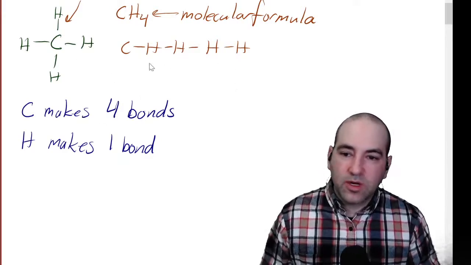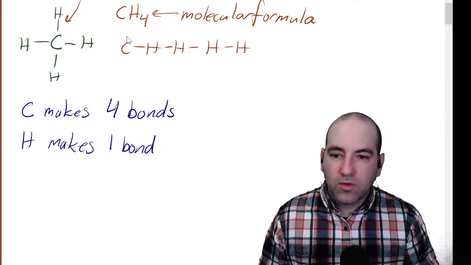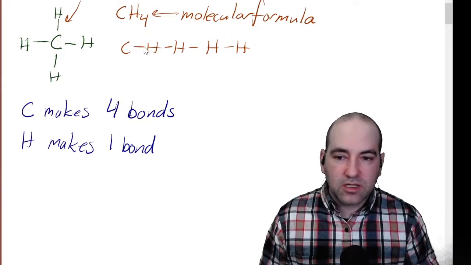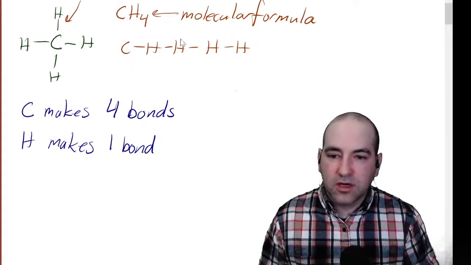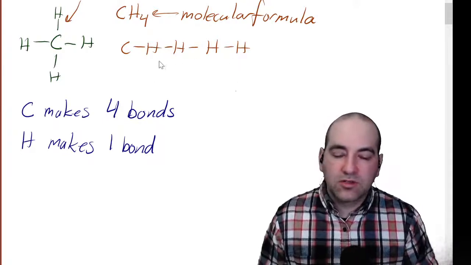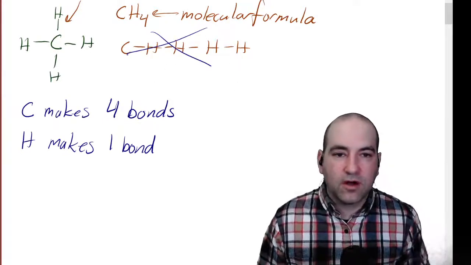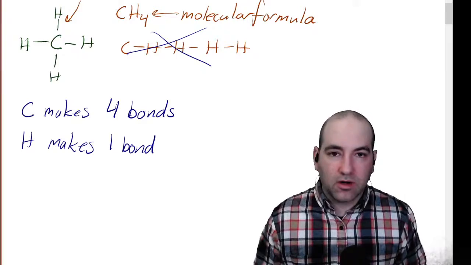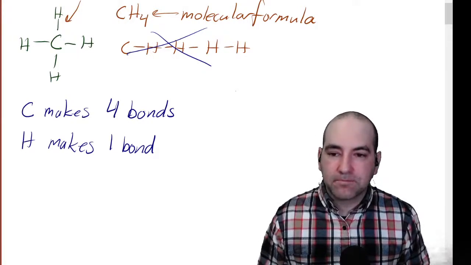In the second structure, we don't see that. We have carbon with only 1 bond, only 1 connection here. And we have hydrogen with 2 bonds, several hydrogens with only 2 bonds. So we see how this structure violates the rules and therefore is not a reasonable chemical structure for these atoms.